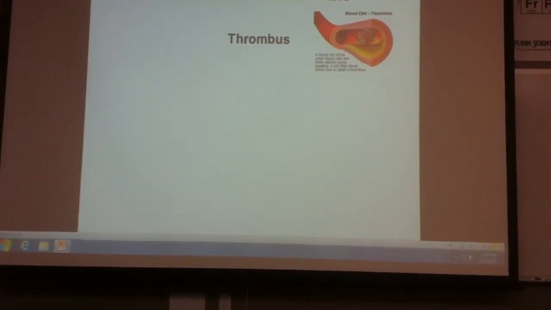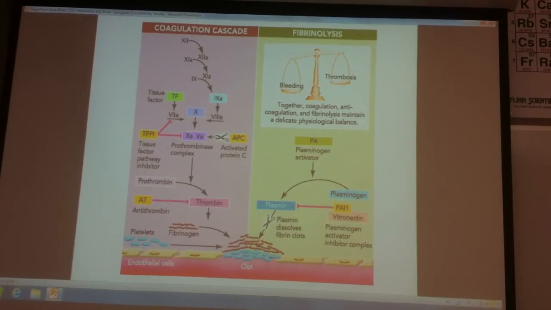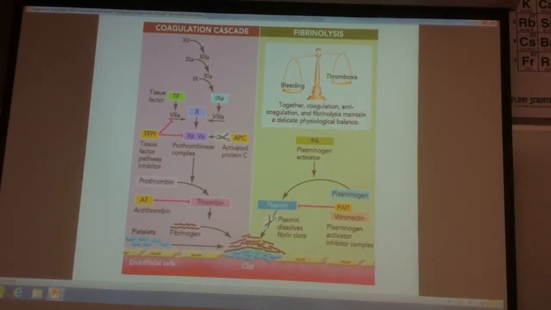Okay, let's look at some disorders. Anybody still need that slide? I don't mind bringing it up. Let's look at some disorders. We've mentioned deep vein thrombosis. All right. So a thrombus is a clot. An embolus is a piece or the entire clot that is moving. Okay, so it's mobile.